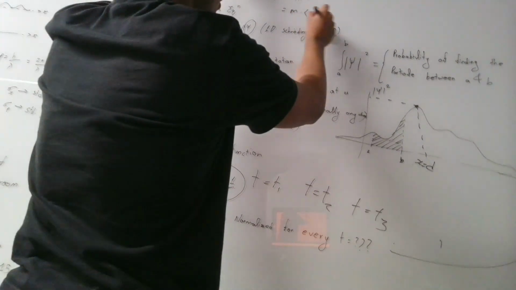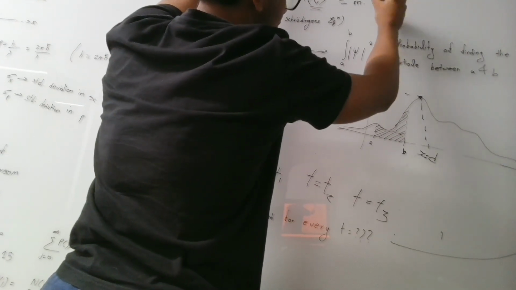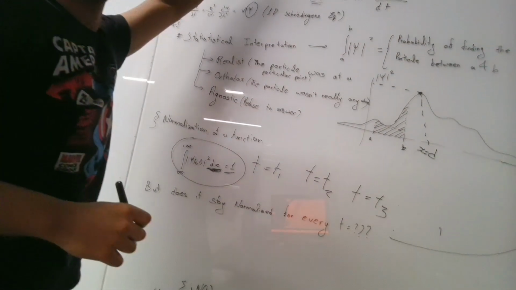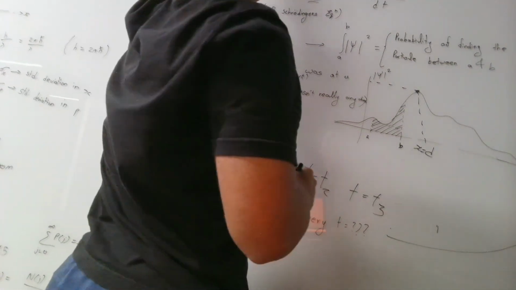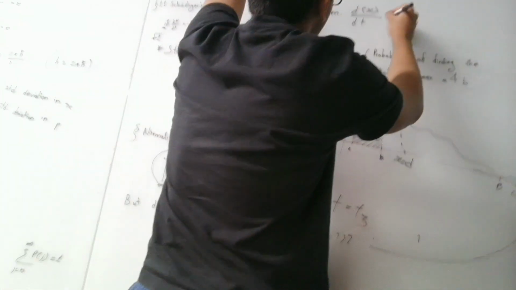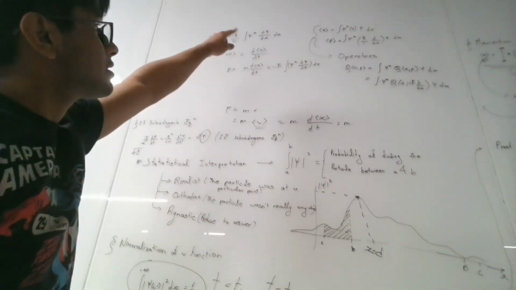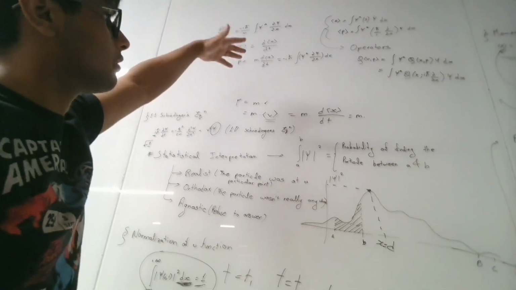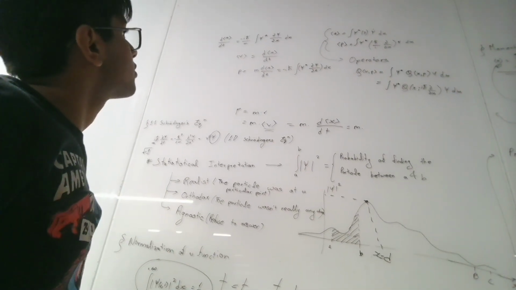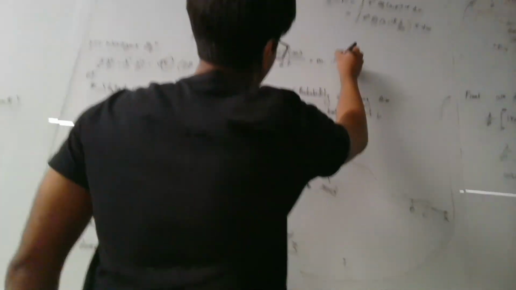You can also write the expectation velocity as m times d of the expectation value of x, or position, divided by dt. And by some rigorous proof, which we're not going to go over yet, m dx over dt just so happens to be negative i h bar times the integral of psi star del psi over del x dx. It's just some rigorous proof. We're not going to go over that.